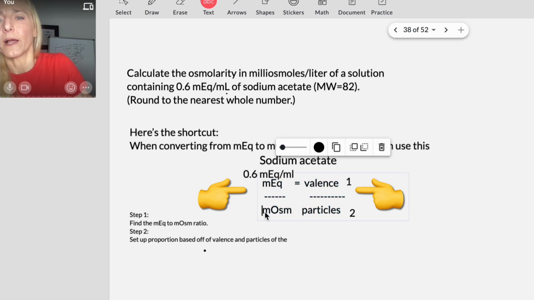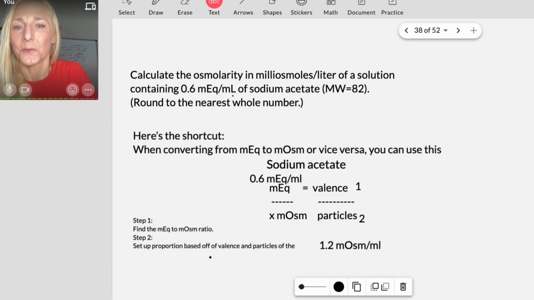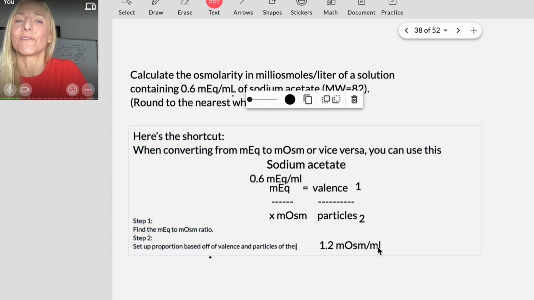Now I am going to use X for the milliosmoles and solve for X. So we will cross multiply and divide: 0.6 times 2 divided by 1. What do you get? We get 1.2 milliosmoles per milliliter.